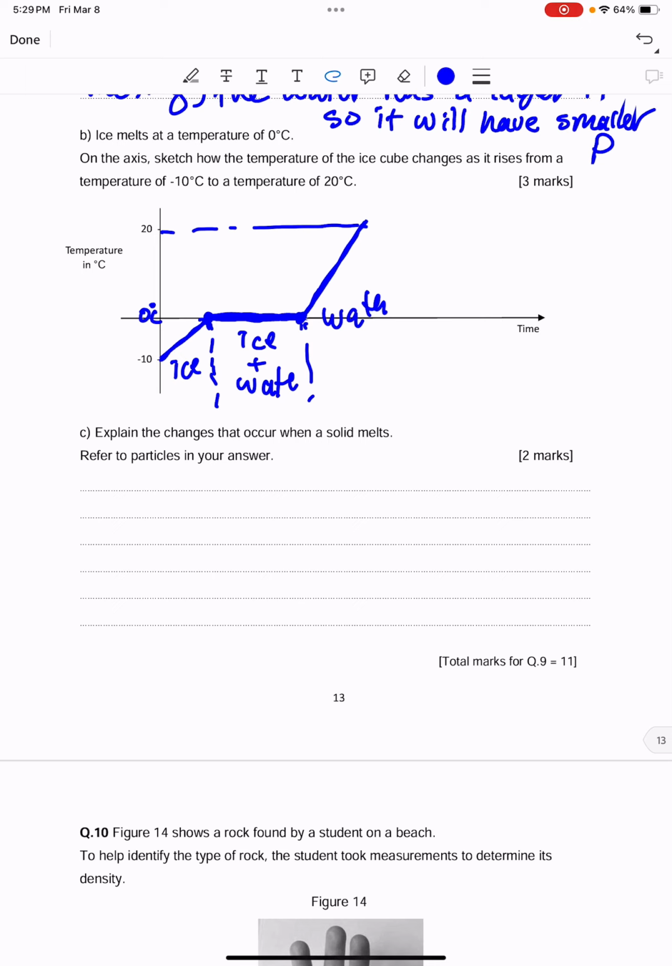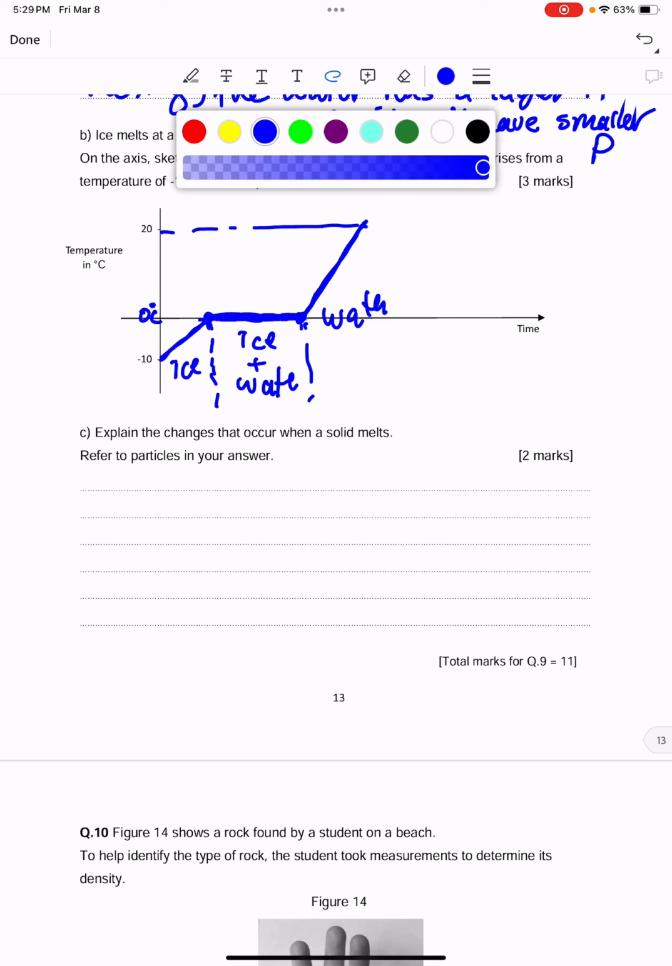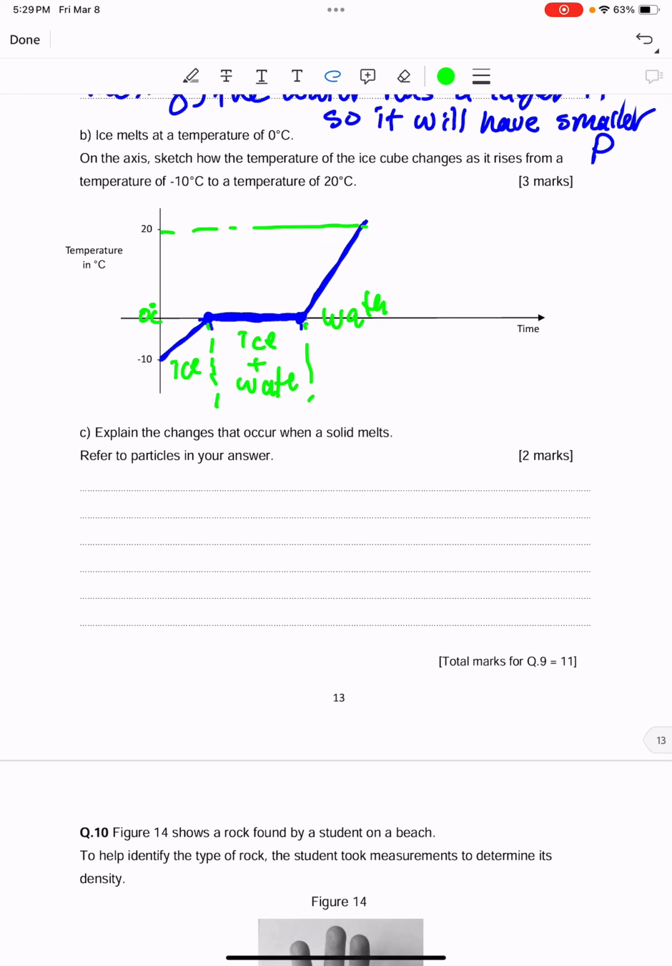Now it says: explain the changes that occur when a solid melts. Refer to particles in your answer. This one is asking about the particle theory or the kinetic theory. So what happened exactly here? Let me change the color. Let's get back to this.